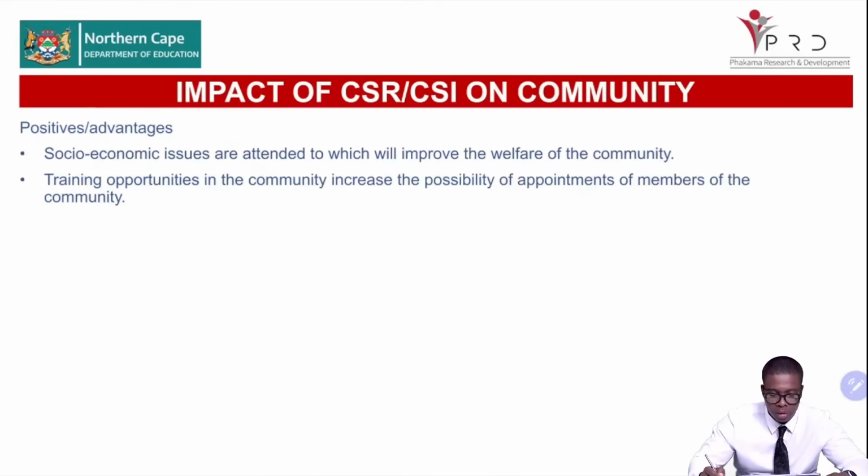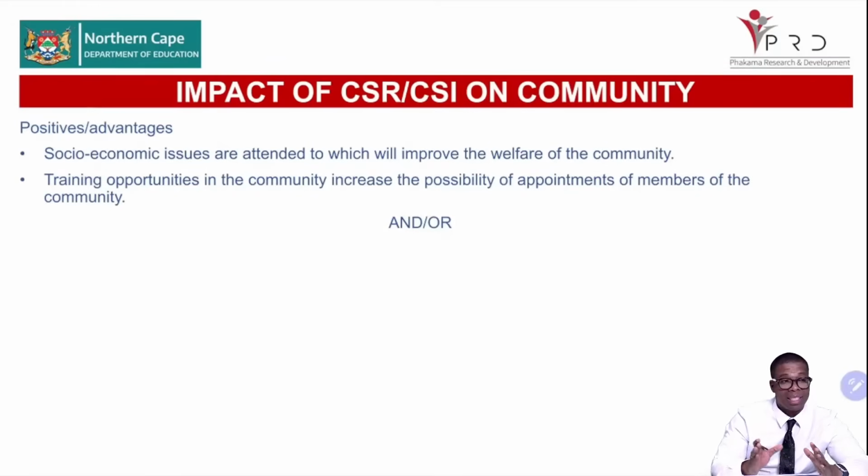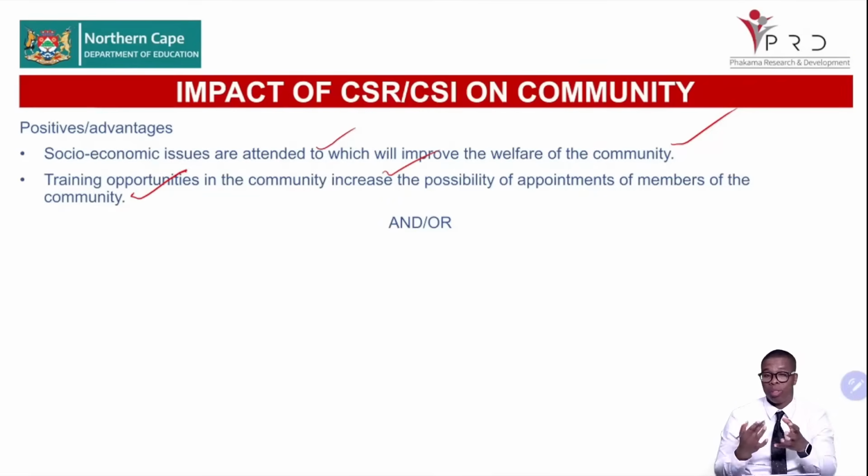However, when we look into the impact on the community, the advantages for the community in terms of the CSR and CSI projects happening in their communities are that socio-economic issues such as unemployment and poverty are attended to, which will improve the welfare of the community. Training opportunities in the community increase the possibility of appointments of members of the community. So that is how the community is benefiting.